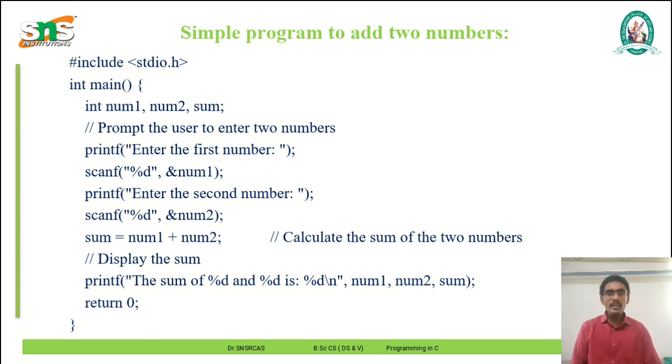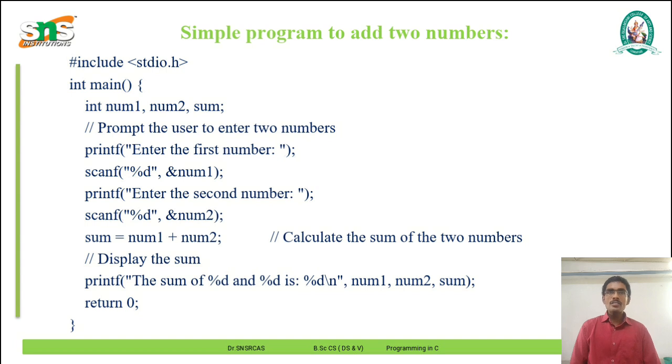Dear users, here is a simple program for adding two numbers. There is a header file which contains the standard input output library functions, a main function, and a declaration part which contains three variables of integer type, and there is a single line comment to prompt the user to enter two numbers. From this line users can understand that we need to give two values as input.